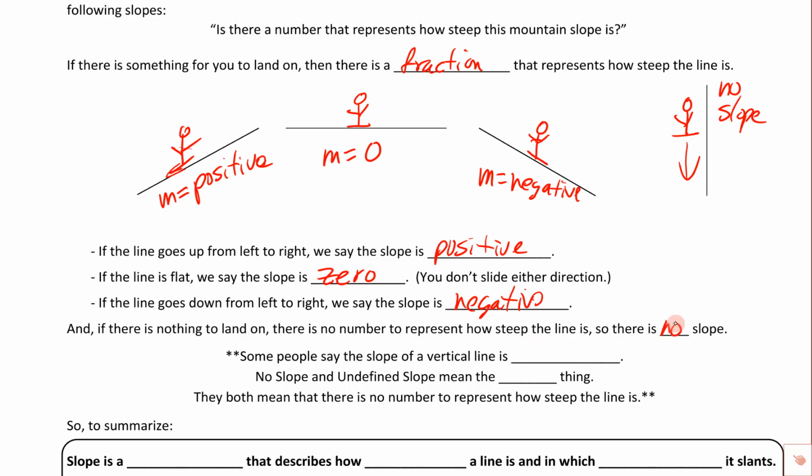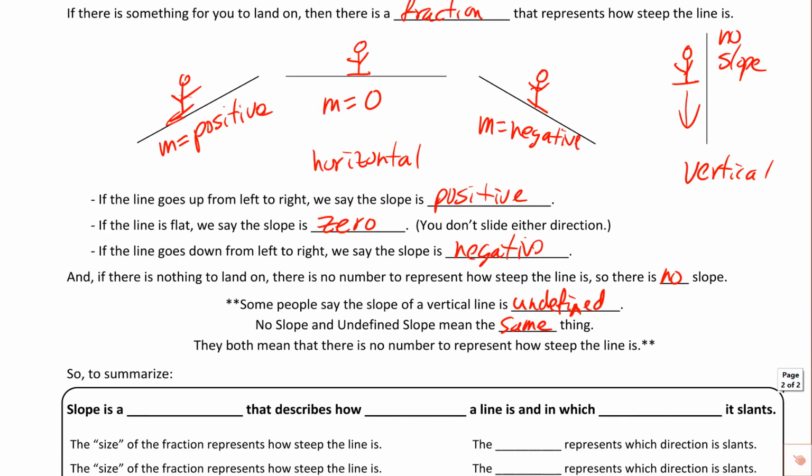Now, again, as a reminder, some people say that the slope of a vertical line, remember this is vertical, in fact I'm going to write that down right there, that's vertical and this is horizontal. We're going to talk more about that coming up, I think, later in this chapter or the next one. So this is a horizontal line and that's a vertical line. Some people say that the slope of a vertical line is undefined. Just realize if they say it's undefined, what they mean is there's no number to represent how steep that is. That's the same thing as saying no slope. So no slope and undefined mean exactly the same thing. You'll hear both terms used interchangeably. And what they mean is there's no number to represent how steep the line is.